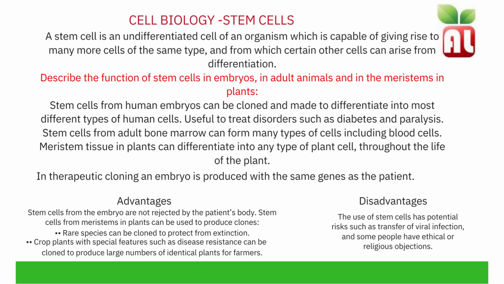The advantages include stem cells from the embryo are not rejected by the patient's body, as the DNA is the same. Stem cells from meristem tissue in plants can be used to produce clones. This enables rare species to be cloned to protect from extinction. Crop plants with special features, such as disease resistance, can be cloned to produce large numbers of identical plants for farmers.